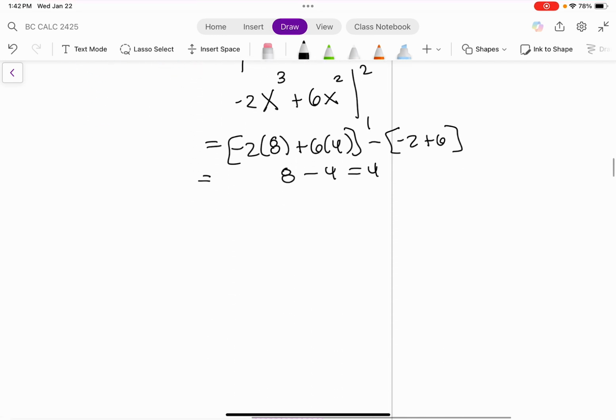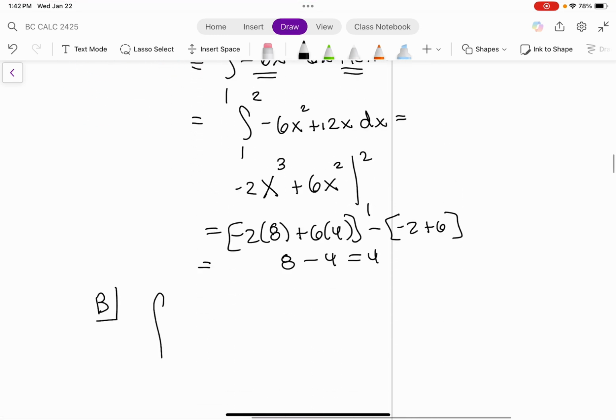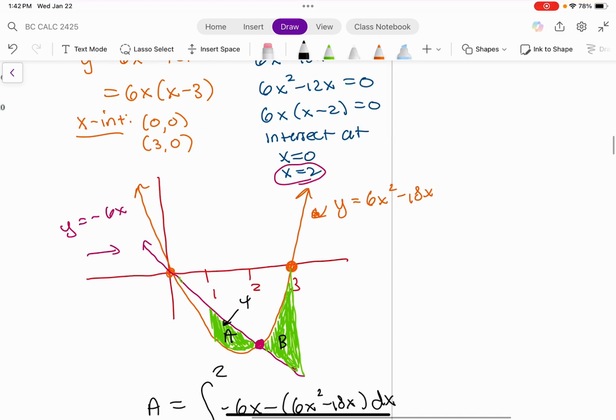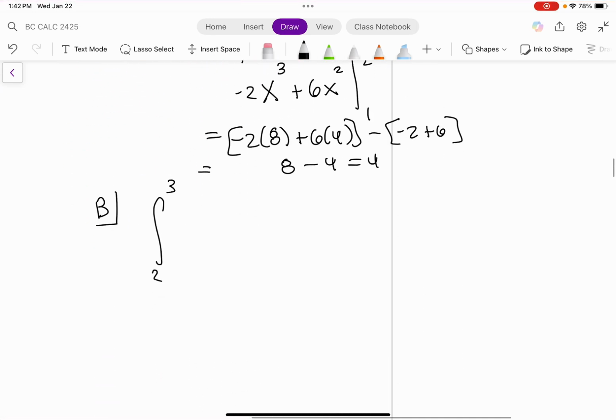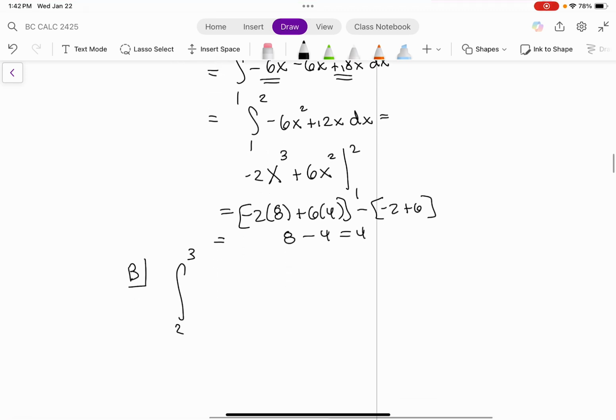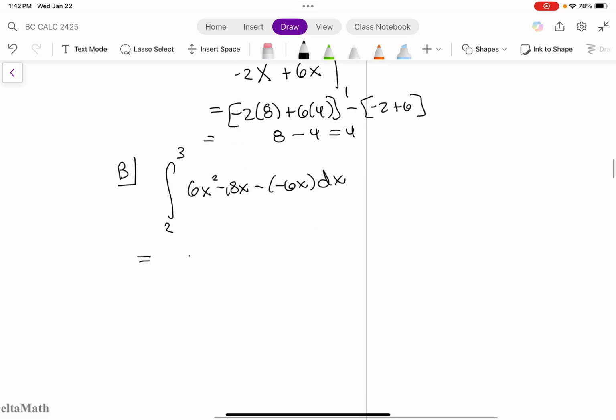Now B is the integral from 2 to 3. On 2 to 3, the top is 6x squared minus 18x, and the bottom is negative 6x. So the top and the bottom switch. So we get 6x squared minus 18x minus the bottom, which is negative 6x. That makes a positive 6x, so this becomes 6x squared, and then all this together is negative 12x.